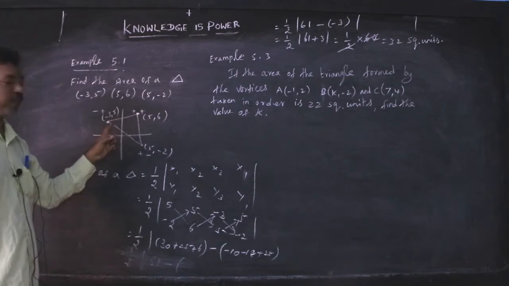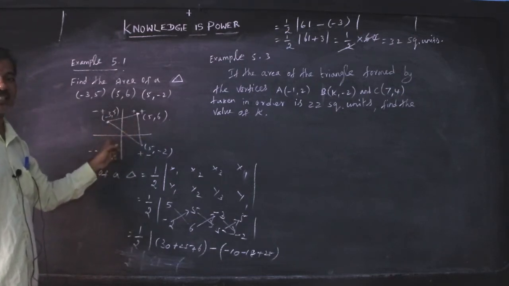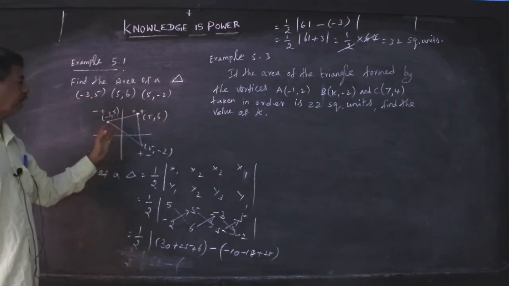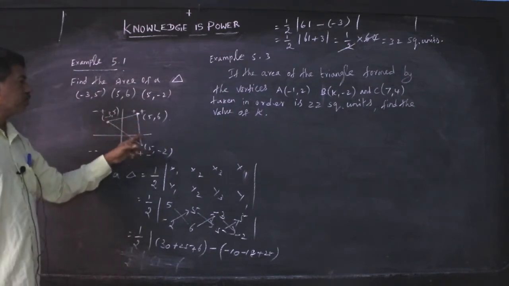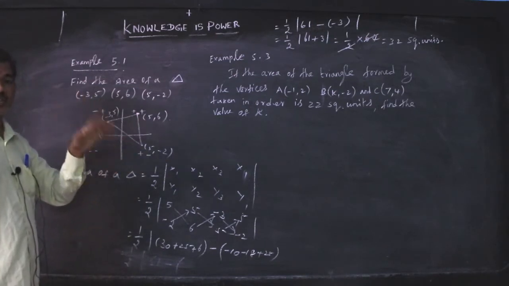So once again I repeat, listen carefully. To find the area of a triangle, write down the 3 points given in the question. First arrange them by putting them on the x-axis and y-axis. We already know how to draw a graph and where to plot a point. After that, you have to take the points in an anti-clockwise direction.